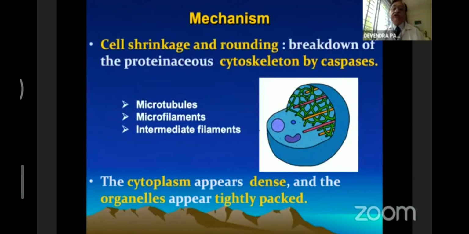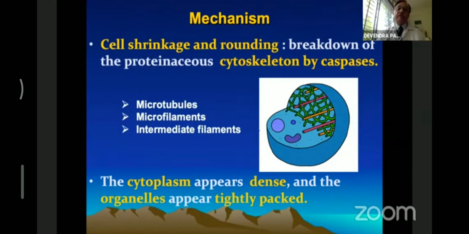Okay, what is the mechanism? Mechanism of apoptosis: cell shrinkage and rounding. What we know is that in necrosis, the cell was swelling because water was entering inside. Here the opposite is occurring, the cell is shrinking. Why? Breakdown of the proteinaceous cytoskeleton by enzymes called caspases. The stimulation of caspases is a central event which stimulates the apoptotic process. What is a cytoskeleton? It maintains the shape of the cell.